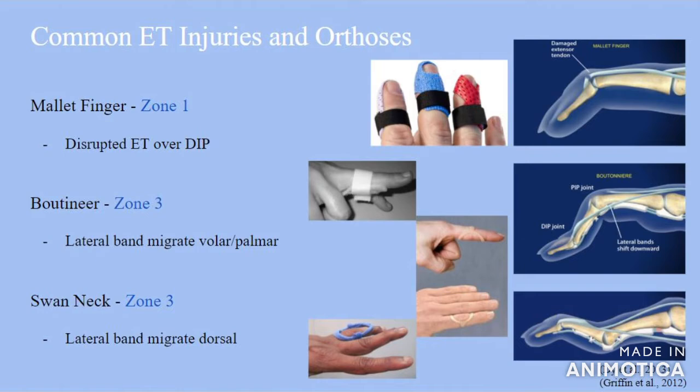Boutonniere deformity often occurs when someone jams their finger, causing the DIP to hyperextend. This leads to a torn extensor hood, leading to the lateral bands to shift volarly in zone 3. Swan neck injuries lead to weakness of the volar ligament, causing hyperextension of the PIP and flexion of the DIP. Here, the lateral bands can shift dorsally in zone 3. A common orthosis design for both of these deformities would be an oval 8.